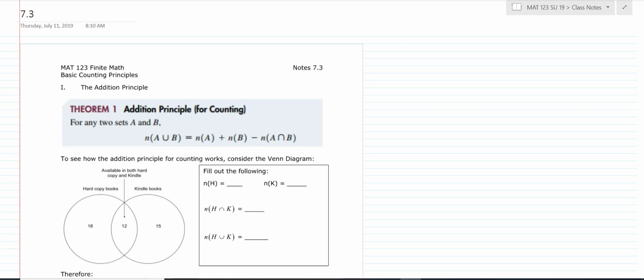All right, so I'm going to run through the information on 7.3. So we're starting to get into sets and building towards some probability.